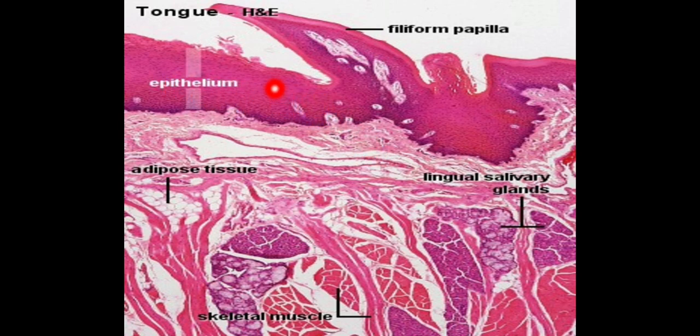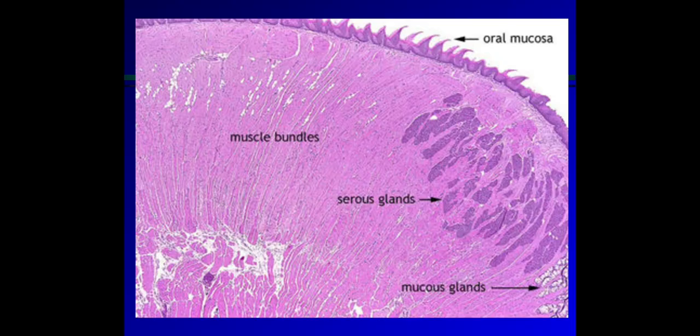The mucosa is lined by the stratified squamous parakeratinized epithelium. Here this filiform papilla is there with the parakeratinized top. Okay, so this is the structure of the tongue. Here the muscles are seen along with the serous and the mucus acini and the adipose tissue. Okay, so we have seen the structure of the tongue. Here this is the slide of the tongue.